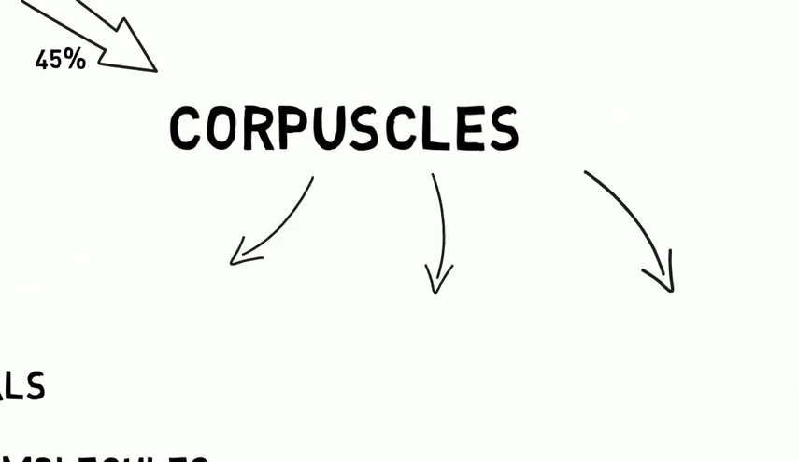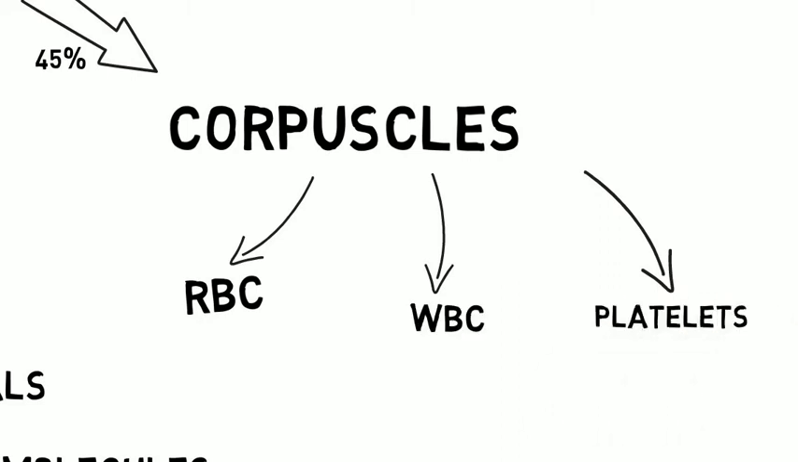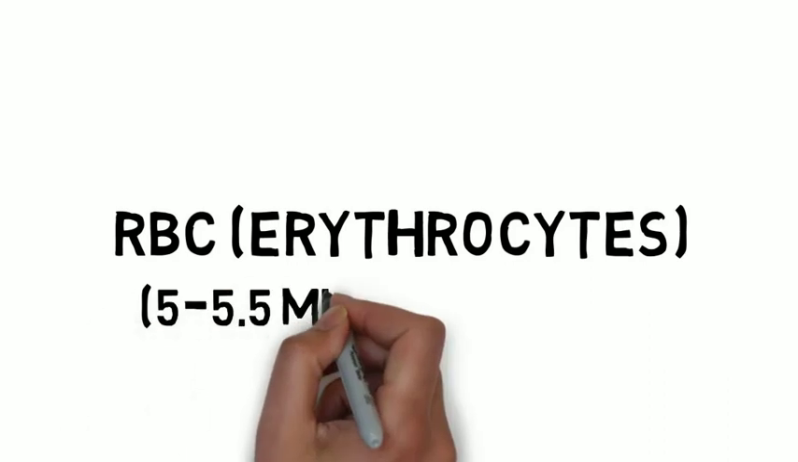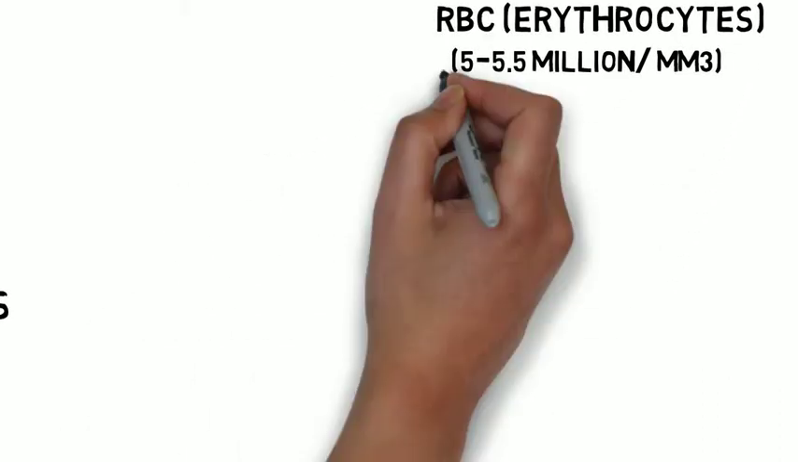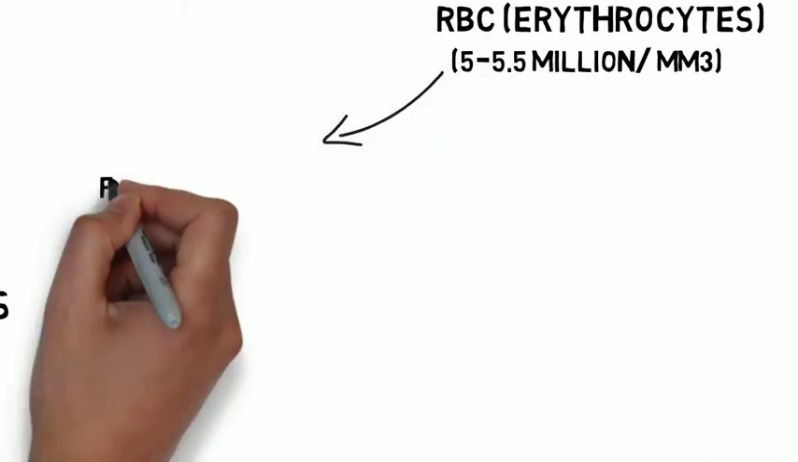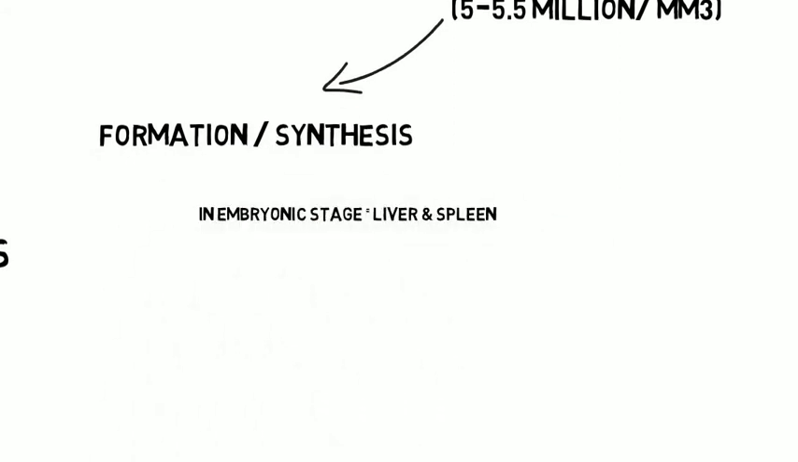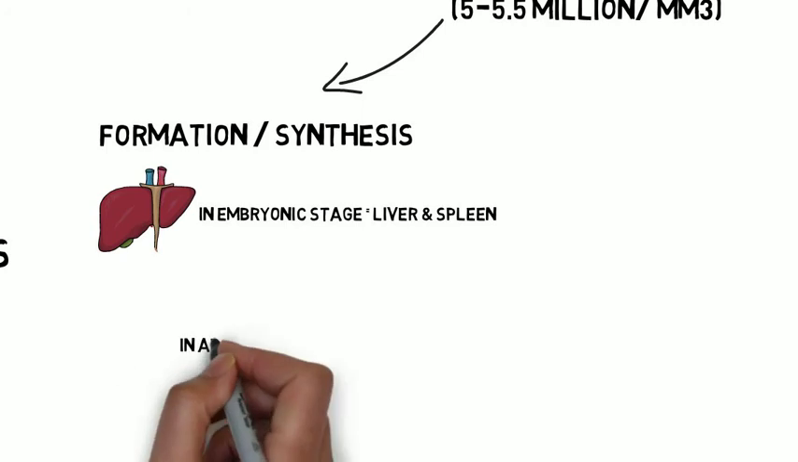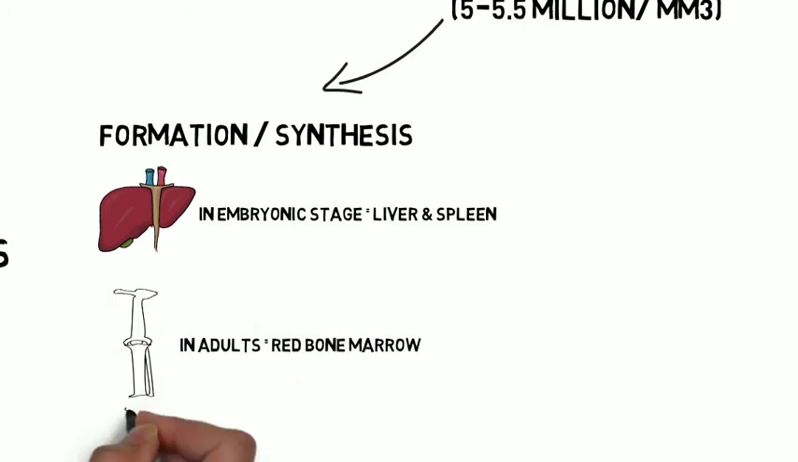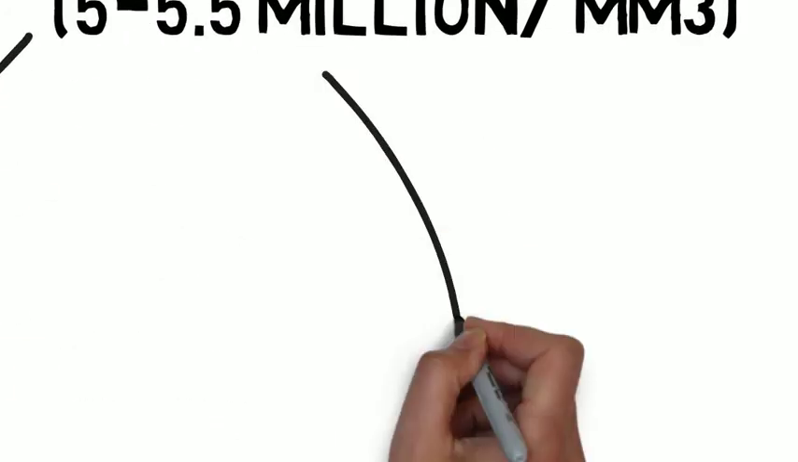Now these corpuscles are divided into three parts: RBCs, WBCs and platelets. First we will study RBCs, which are also known as erythrocytes, and are 5 to 5.5 million per millimeter cubed. Formation and synthesis: in the embryonic stage it takes place in the liver and spleen, whereas in adulthood it takes place in bone marrow, red bone marrow.